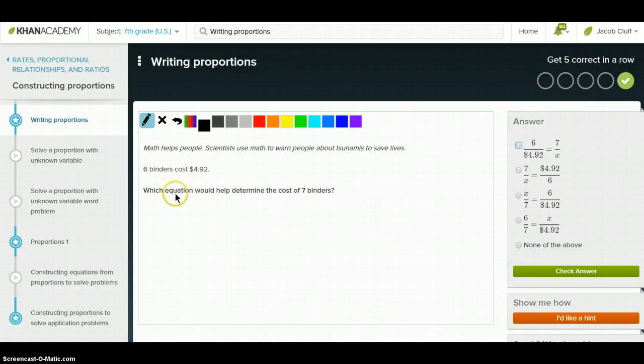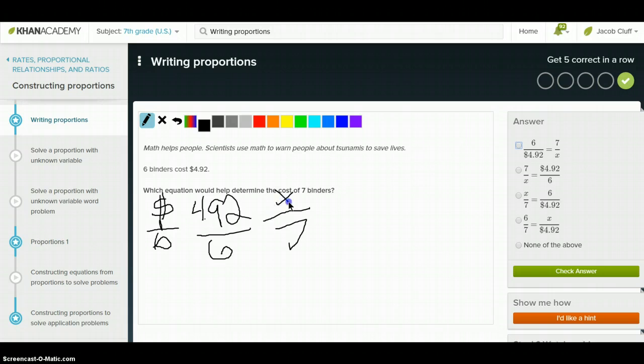Okay, so let's try this one. 6 binders for $4.92. So let's do the same thing. Dollars over binders. So we have $4.92, and that's over 6 binders. And then for the price of 7 binders, so you have X amount of dollars. So if we can cross multiply 7 and $4.92 and then divide by 6, that'll get us our X value. So let's take a look and see if we can find something like that.